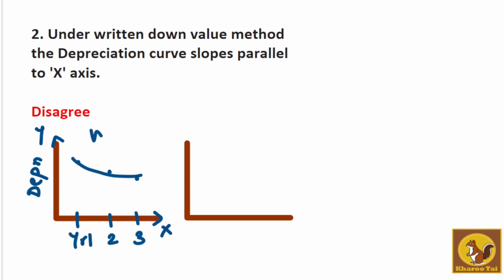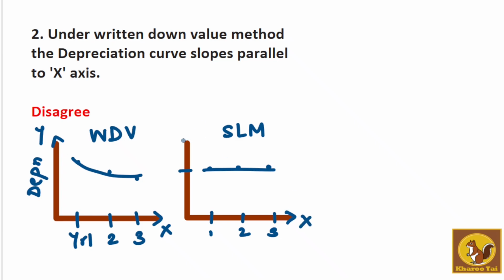in WDV method. And in SLM method, the amount is same. Depreciation amount remains same every year. Year 1, 2 and 3, the depreciation amount remains same every year. So we get a straight line which is parallel to x-axis. This is x-axis and this is y-axis. So we get a parallel line in SLM method and not in WDV method.